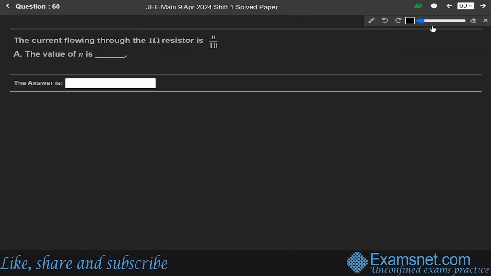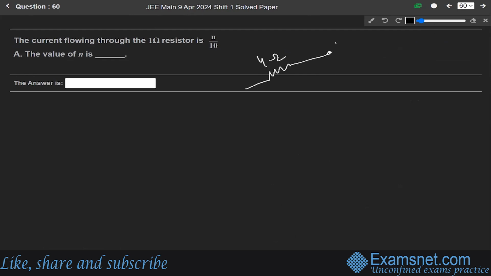Now next question 60. The current flowing through the 1 ohm resistor is N over 10, we have to find the value of N. So we are not given the circuit diagram. So first let us draw the circuit diagram.